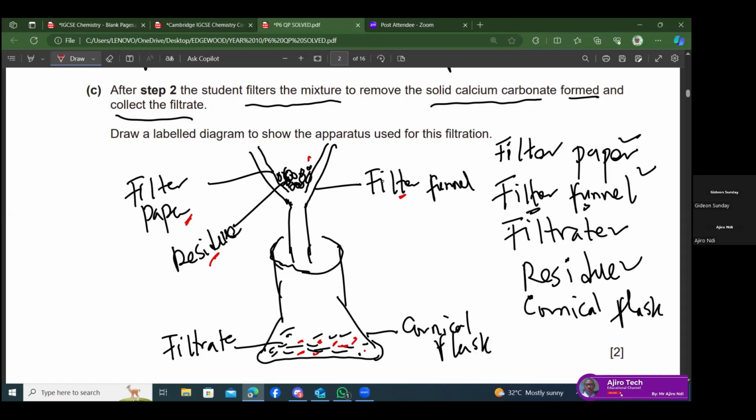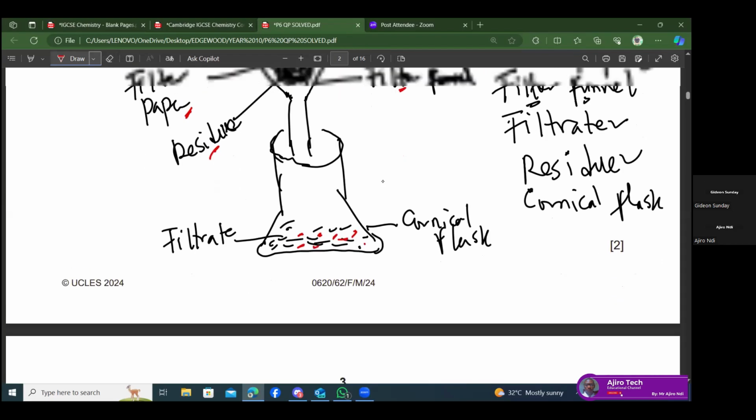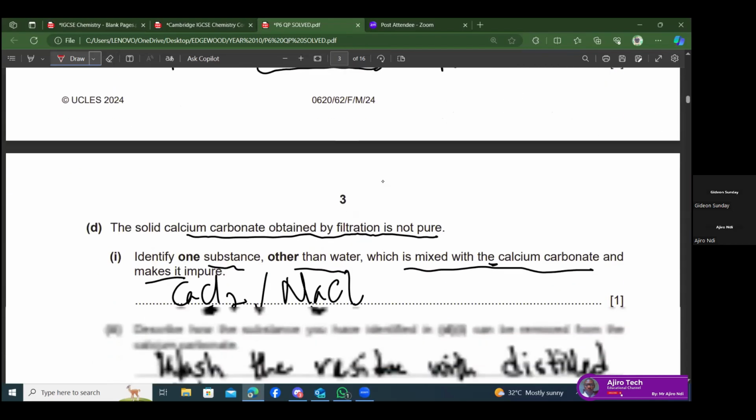So it's good that you draw everything and label it to be on the safer side. You draw everything that is involved in the process of filtration. That is the trick to this. So this is what is expected. All right, so moving forward.